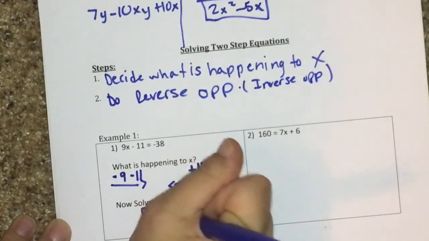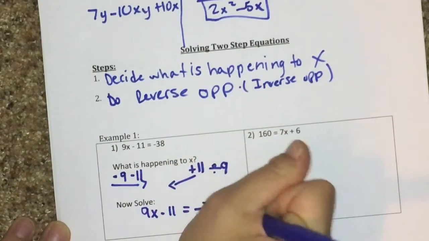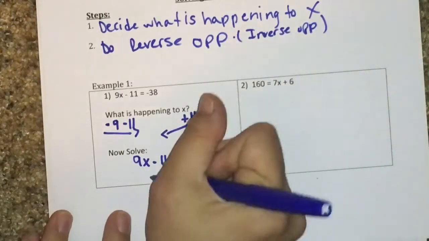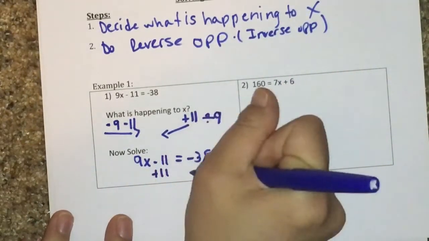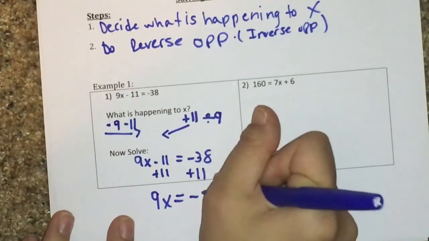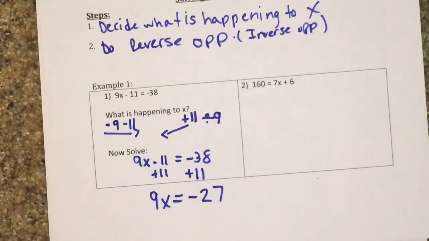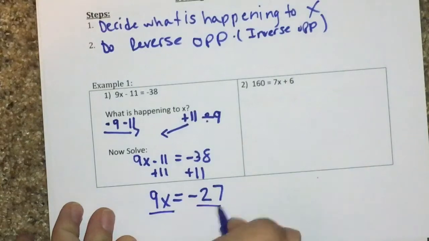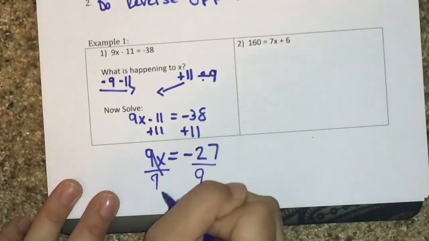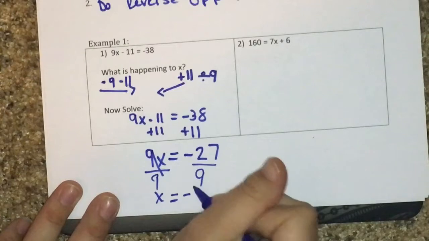So we have 9x minus 11 equals negative 38. And we said our x is being multiplied by 9 and then subtracted by 11. So in order to do the reverse opposite, first we need to add 11, simplify, 9x equals negative 27. Then we need to keep isolating and divide by 9. Remember, whatever you do to one side, you have to do to the other. These cancel. I'm left with x equals negative 3.